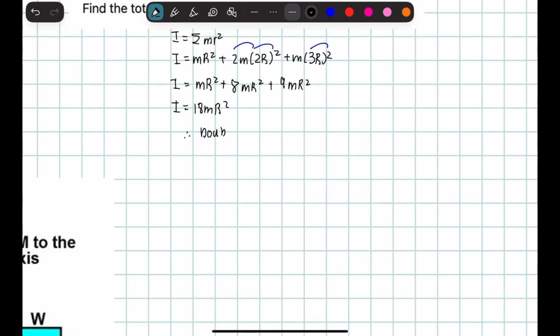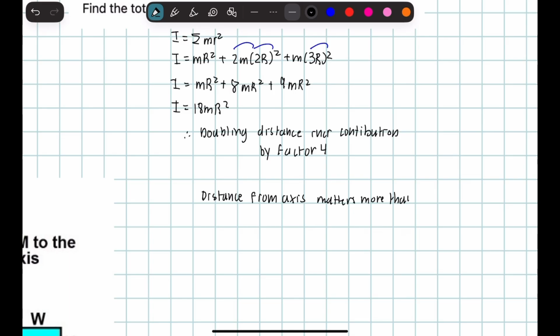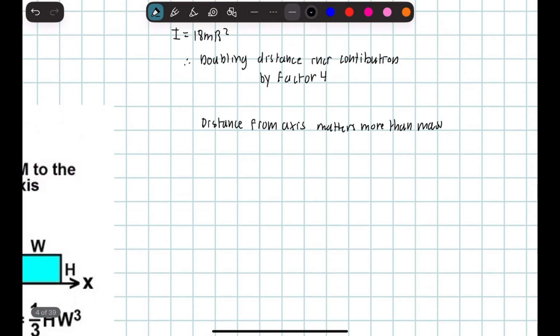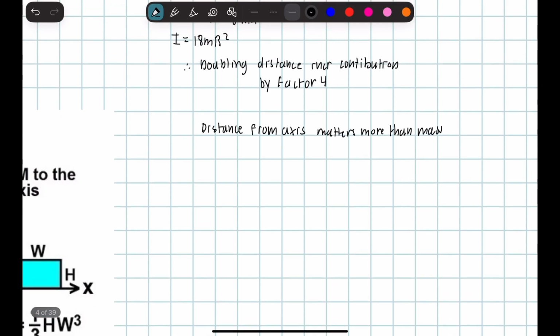Therefore, doubling distance increases contribution by a factor of 4. So again, remember that rotational inertia depends on mass distribution, and the distance from the axis matters. Distance from axis matters more than mass. It can be really big or really small, but what's really important is how far away it is from the center.